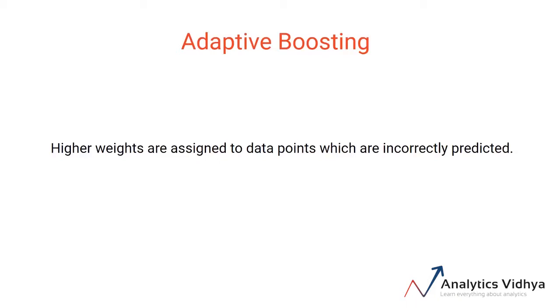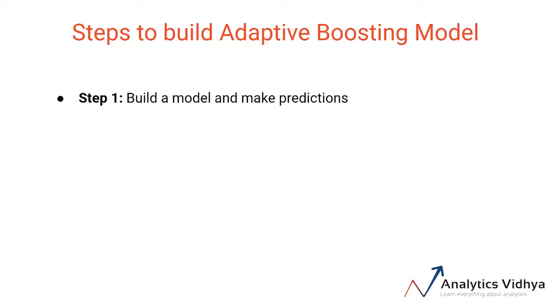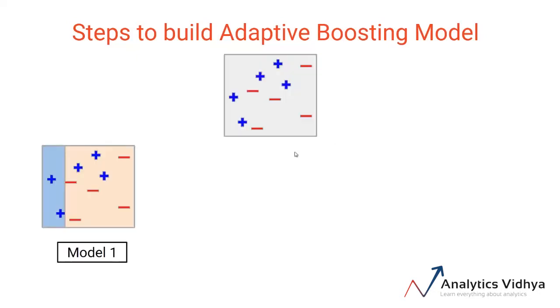So let's understand how this is done using a simple example. Say this is my complete data where I have two classes, the blue positives and the red negatives. Now the first step is to build a model to classify these points. Suppose the first model gives us the following results, where it is able to classify the two blue points on the left correctly and all the red negatives correctly, but it has misclassified the three blue points here.